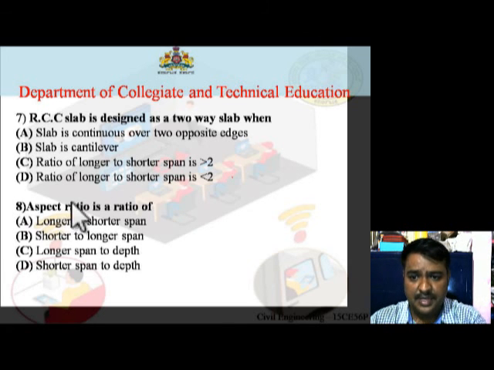Aspect ratio. Aspect ratio is the ratio of longer to shorter span, shorter to longer span, span to depth, and shorter span to depth. The right answer is longer to shorter span. The aspect ratio is always longer to shorter span.